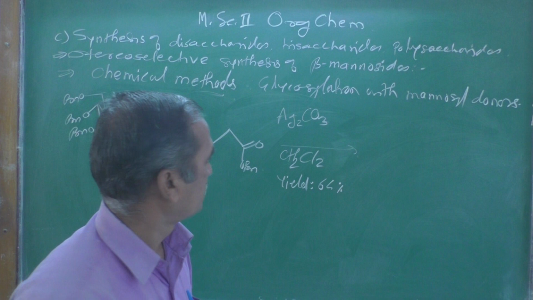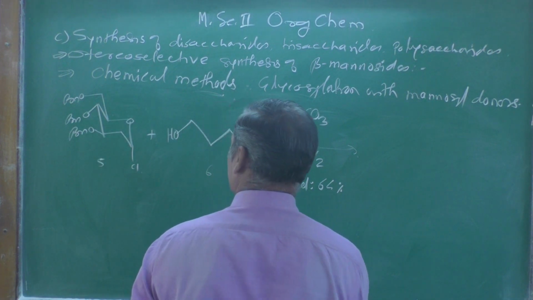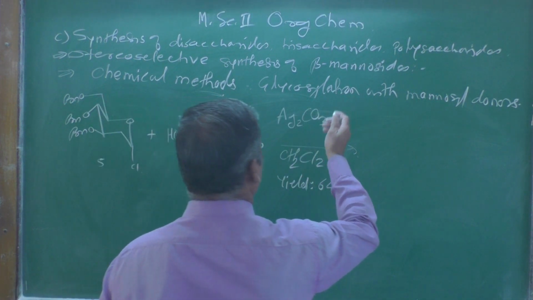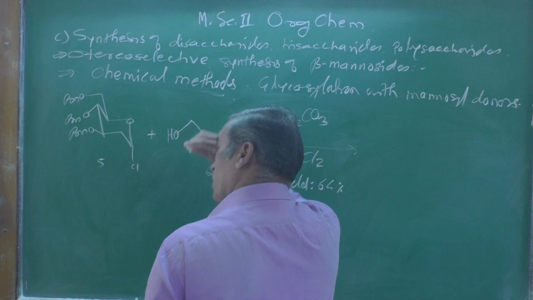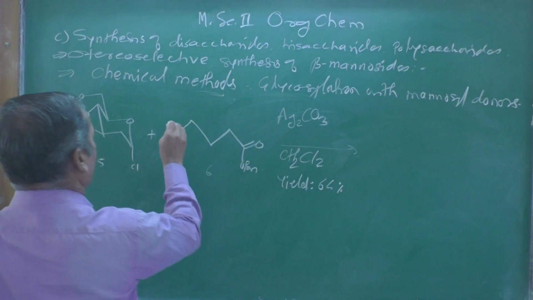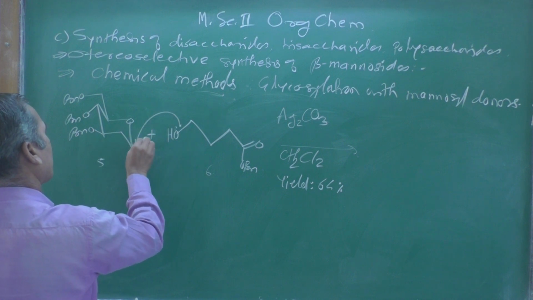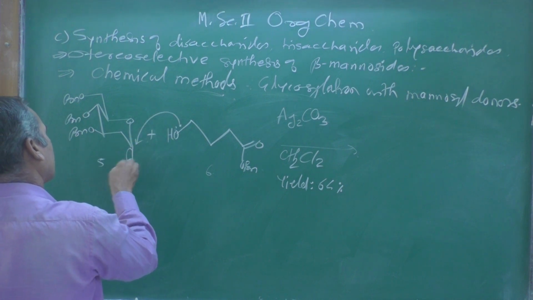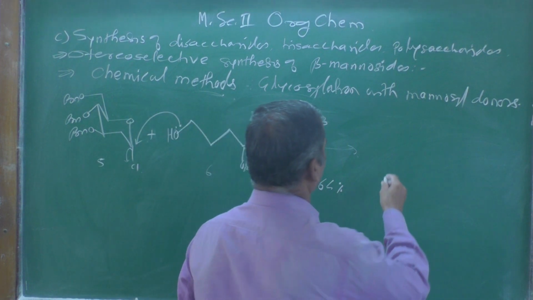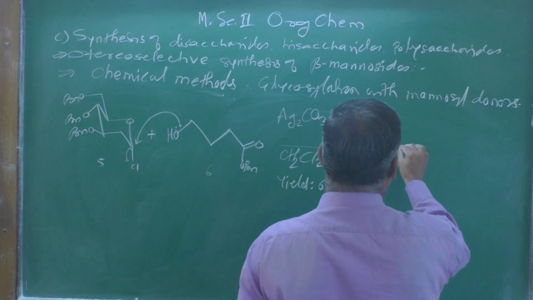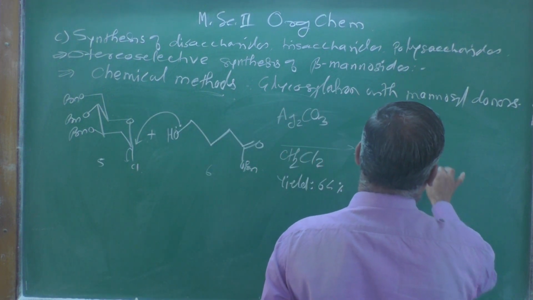Once again the reaction takes place according to the SN2 type. Look at here, the nucleophile attacks from the back side, there is a departure of chlorine, and you will be getting the product over here, this one.